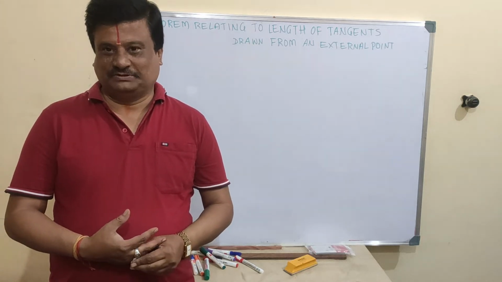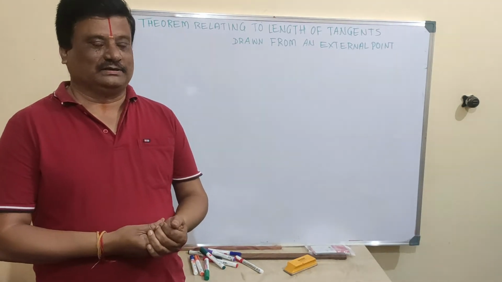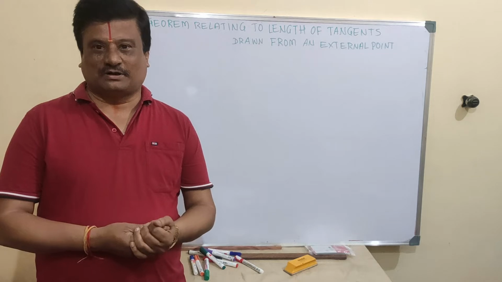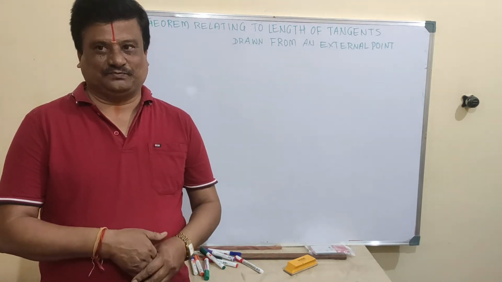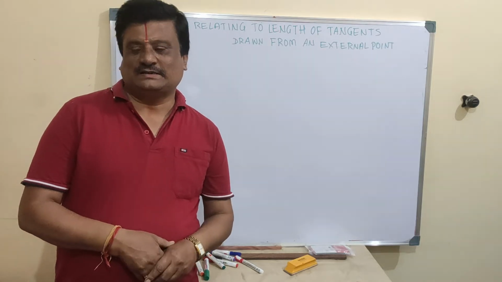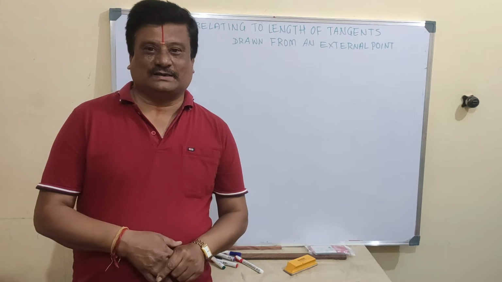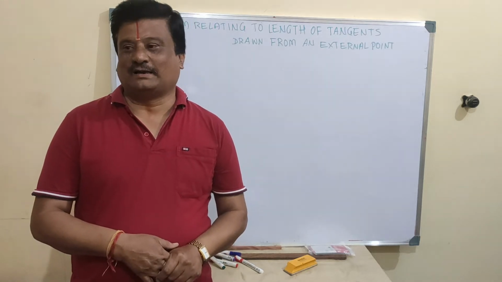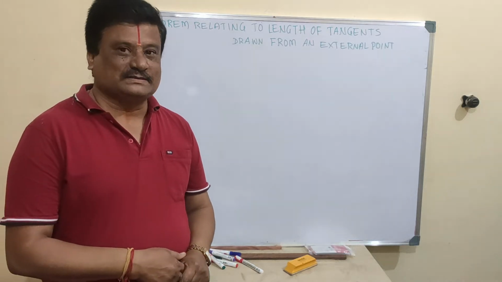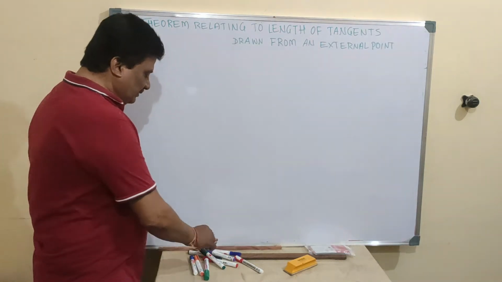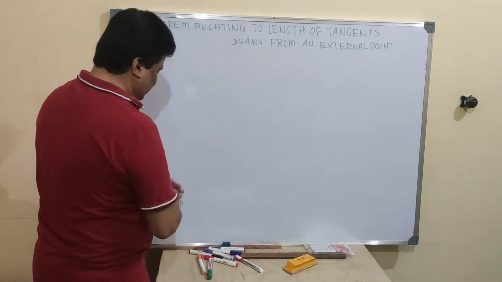In this class, we are going to study one of the important concepts on circles, that is tangent. As you know, a tangent is a line segment which touches the circle at one and only one point. A line segment which touches the circle at one and only one point, we call it a tangent.